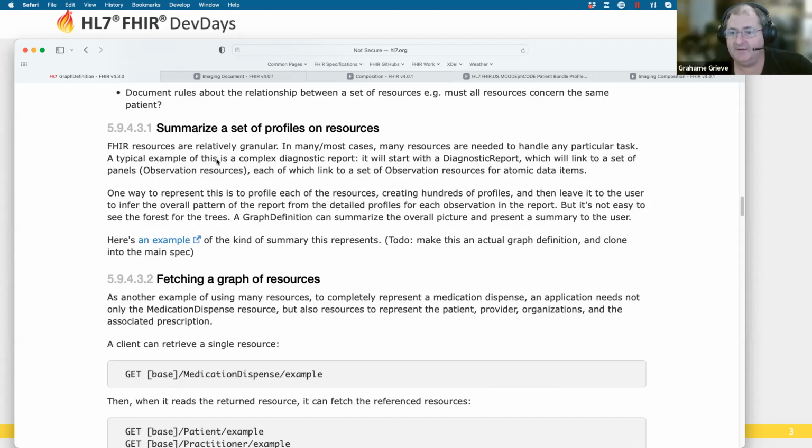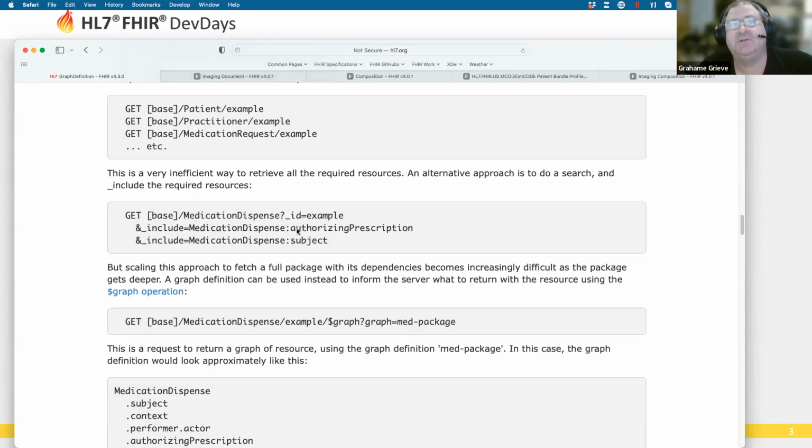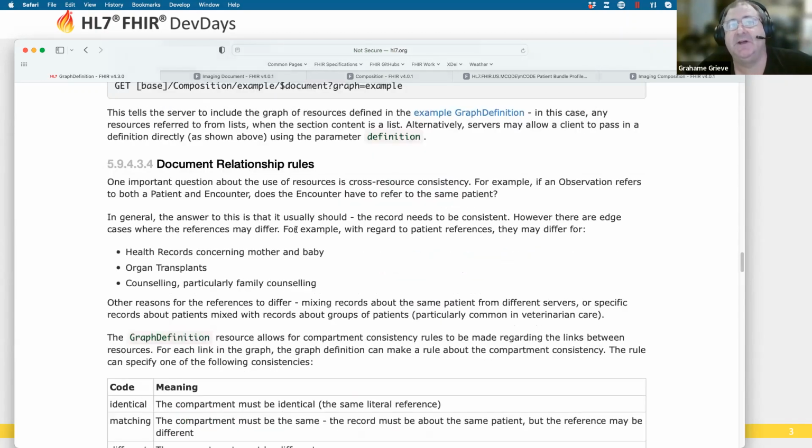Or you can say, I want to check that all these resources are resources you hold, and they're all about the same patient. And so you can make rules about the set of resources that a server holds and require the server or test the server. Do you actually have all of this information? Because the server might say, yeah, I got the patient record and I've got the observations. I don't know anything about the practitioners. You can say, do you have the whole graph? Or do you have broken links in the graph? So those are some of the things you can do with the graph definition.